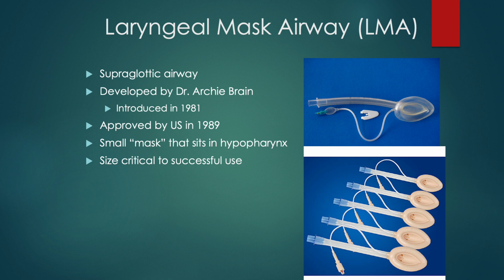So LMAs, laryngeal mask airways, are supraglottic devices. They sit in the hypopharynx and cover the glottic opening. There are generations of LMAs. You have to know that. Not all LMAs are created equally. Size is critical to success rate. There are suggested weight ranges: 70 to 100 kilos, 100 plus, 50 to 70.